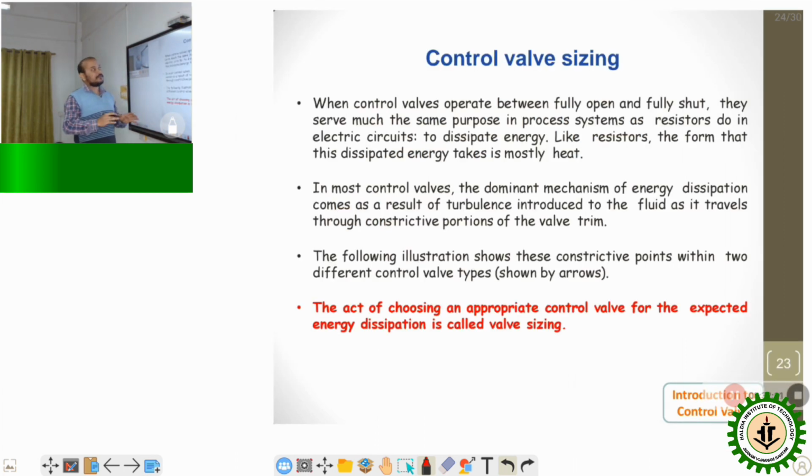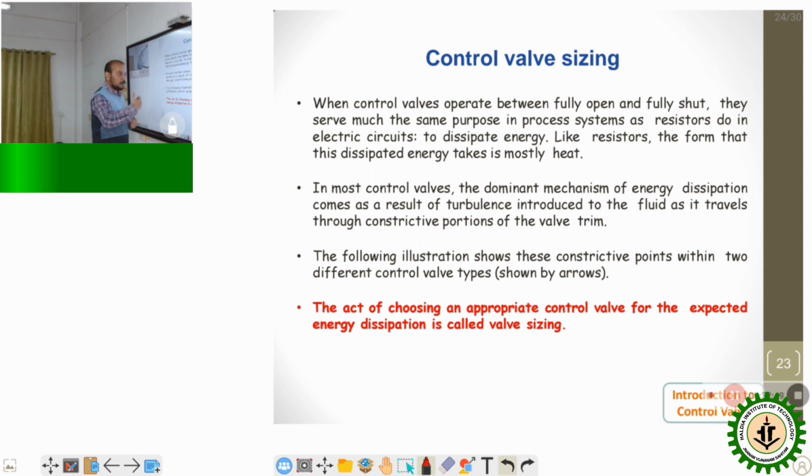If we talk about valve sizing, it means if I want to purchase a control valve, what type of control valve will be required in my area of the process is recommended by the valve sizing. When control valves operate between fully open and fully shut, they serve much the same purpose in a process system as resistors do in an electrical circuit. At the initial time of the discussion, we took the example of an electrical circuit: what the resistance performs in the electrical circuit, the control valve performs in the process.